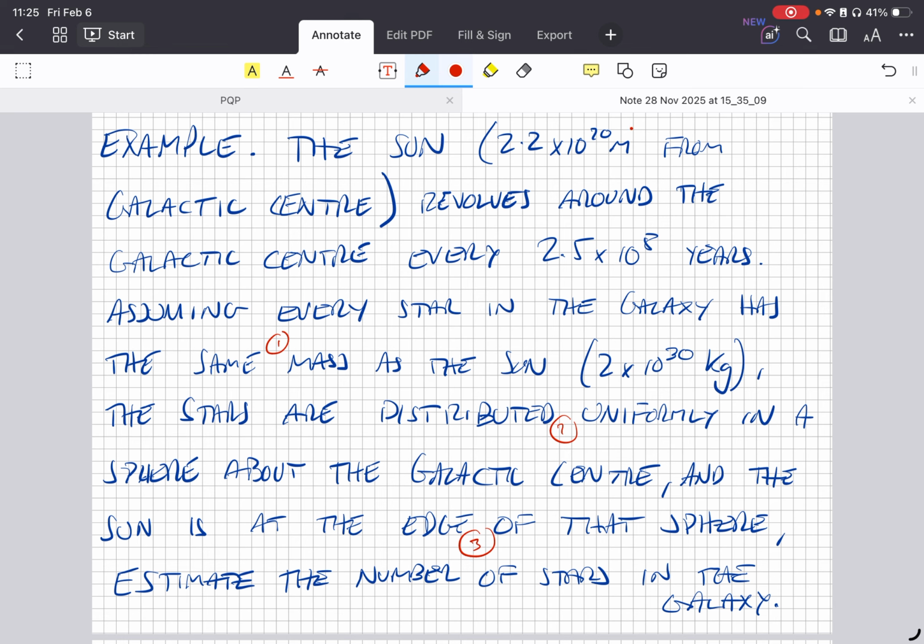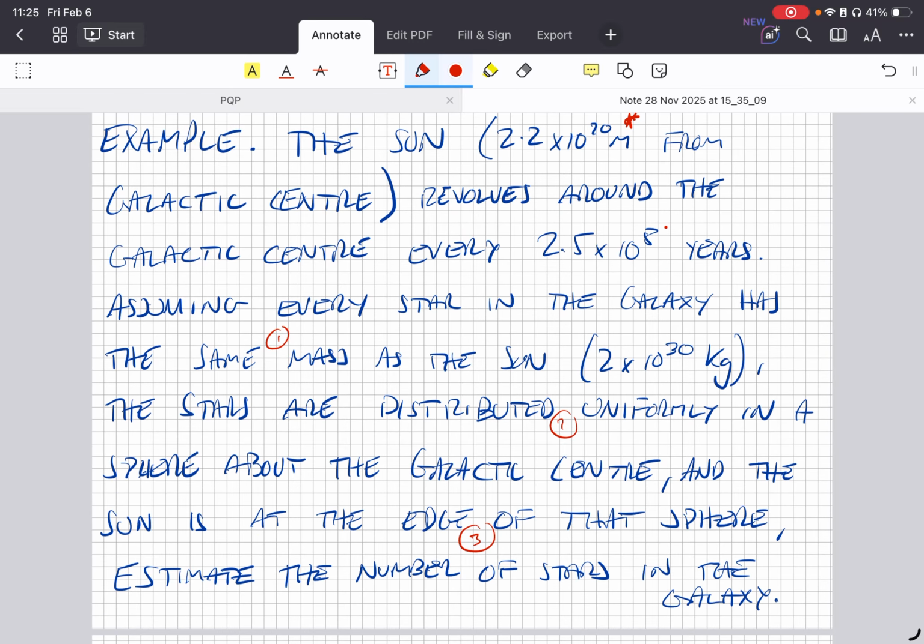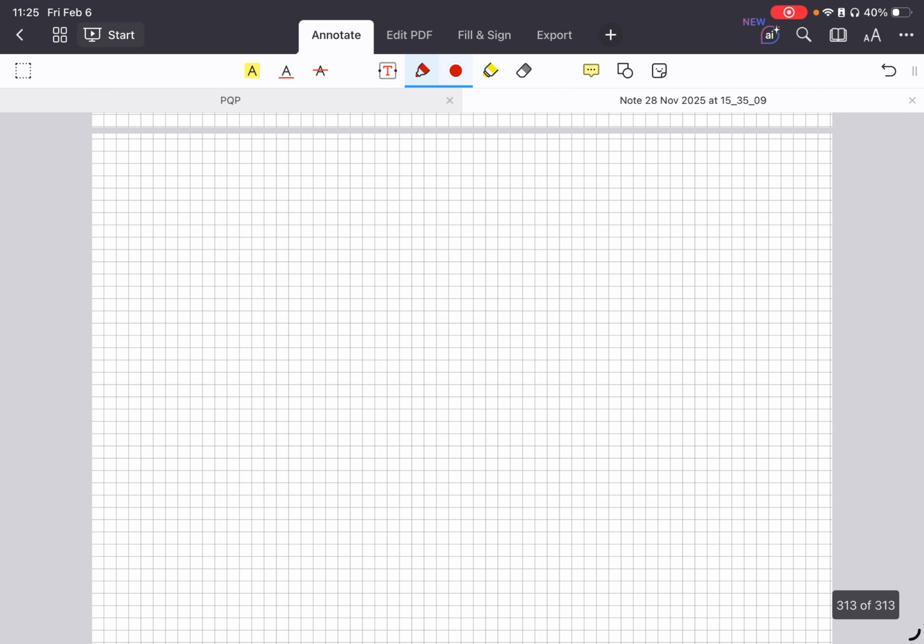So we're given three numbers. We're told the radius of the sun's orbit, which we're going to assume is circular. We're told that it revolves around the galactic center every 2.5 times 10 to the 8 years. That's the second number. And the third number here is the mass. So we're going to use all of these in a different way. First of all, let's see how these assumptions allow us to solve the problem.